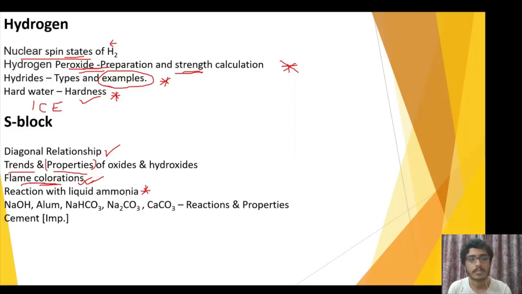This is also important for your school exams or board exams for that matter. Now these are some compounds which I've mentioned over here: sodium hydroxide, alum, sodium bicarbonate, sodium carbonate, and calcium carbonate. Now you must know the reactions and properties of each of these compounds. These are some of the important ones. There are others also, but these five are very important. You must know the preparation, reactions, and properties of each of these.